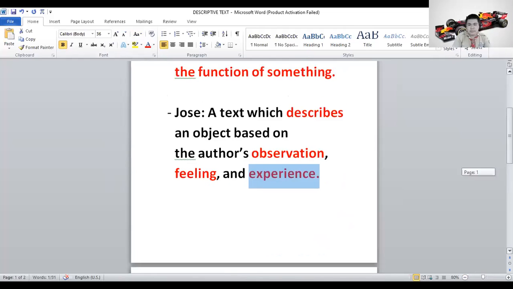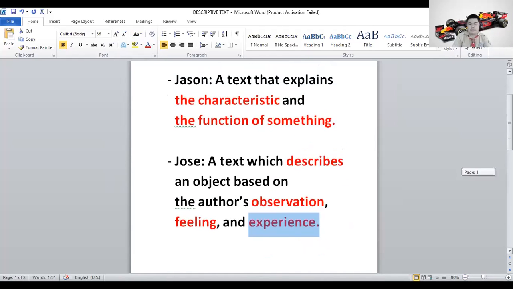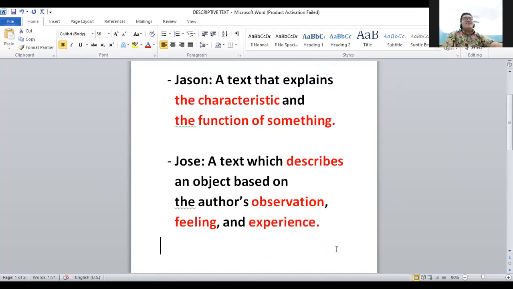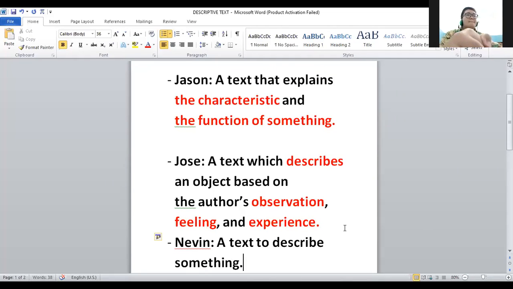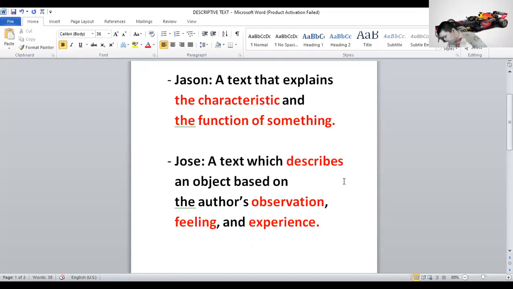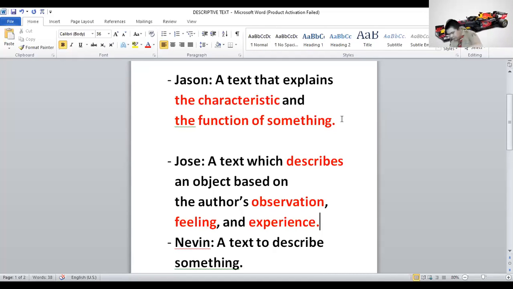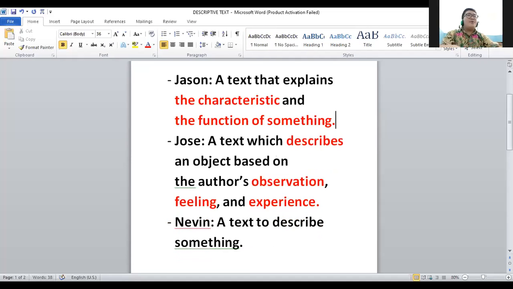A text to describe something. Okay, a text to describe something. Nevin. Okay, it's similar actually. That's all? Okay, I think what was already explained covers everything. Anyone else? Any other idea? That's all? All right.